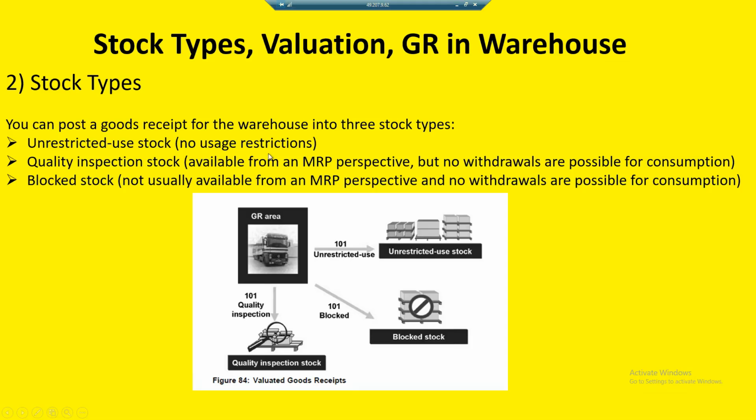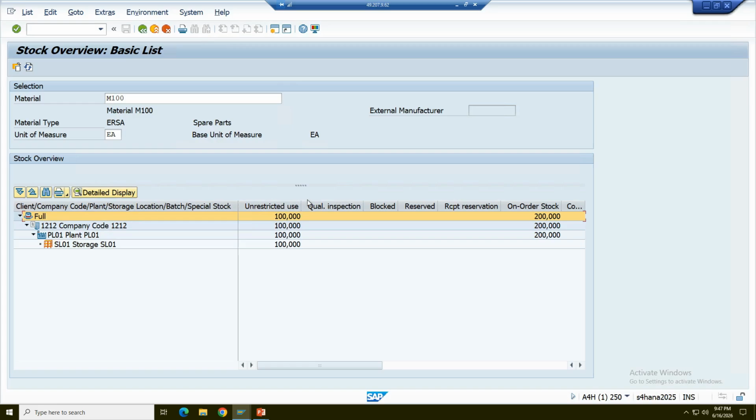Unrestricted use stock has no usage restrictions. That means if stock is available in unrestricted, 100, it can be used for different requirements. Okay, we can use it from this stores. 100 each available, 200 on order stock available. Blocked we don't have. Quality inspection type we don't have.